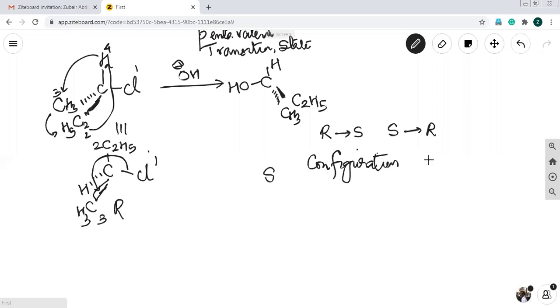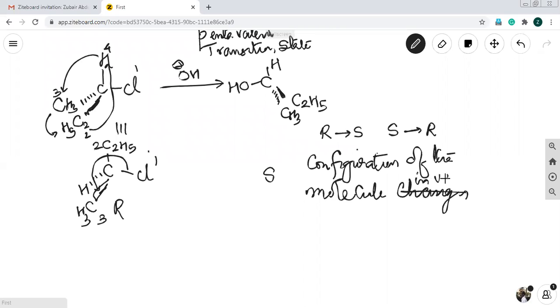So the configuration of the molecule changes. It not only changes, it gets inverted. The configuration of the molecule is inverted. I use that word: inverted. So this is what is called a Walden inversion.